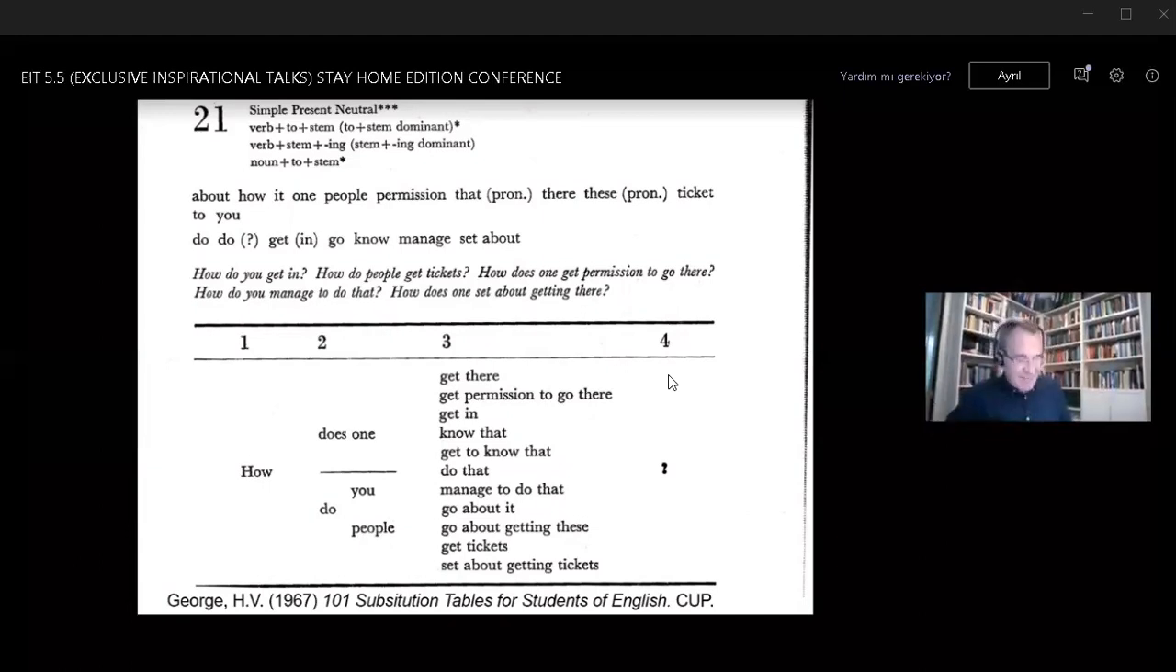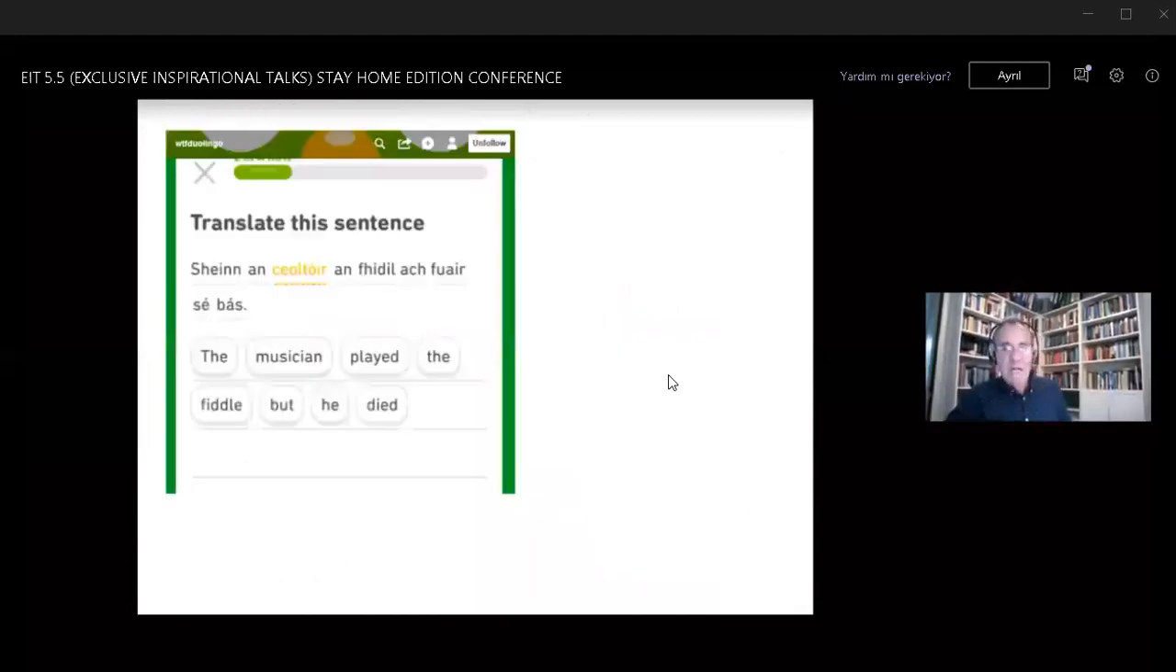And it kind of worked for a lot of people. It certainly still works for a lot of people. When you think about it, those of you who may be familiar with Duolingo, which is a language learning app, which is enormously popular, not least because it's free, it does exactly the same thing. It plays around with words, so you produce sentences which are not very authentic, like this one, learning Gaelic. The musician played the fiddle, but he died.